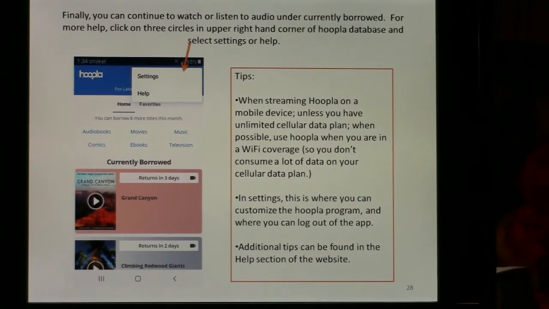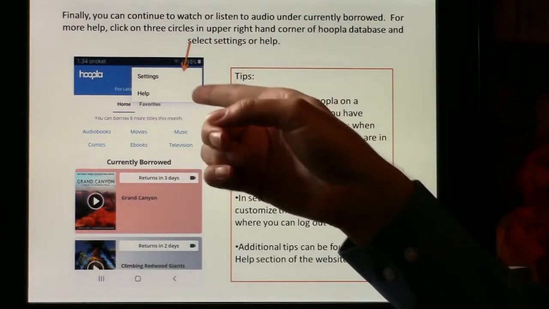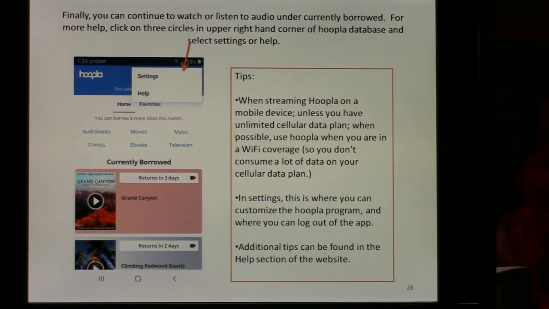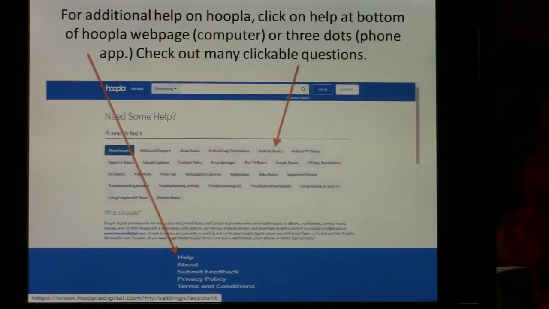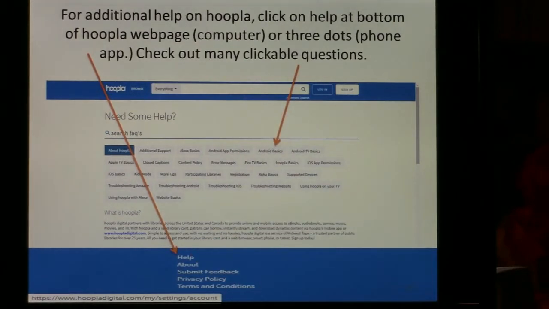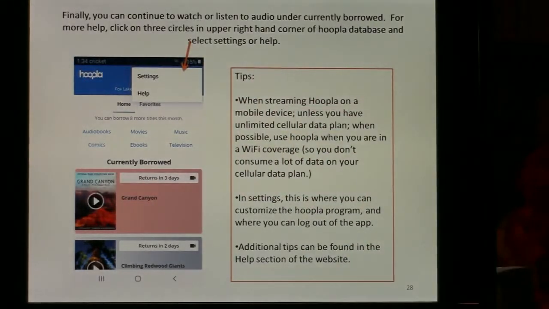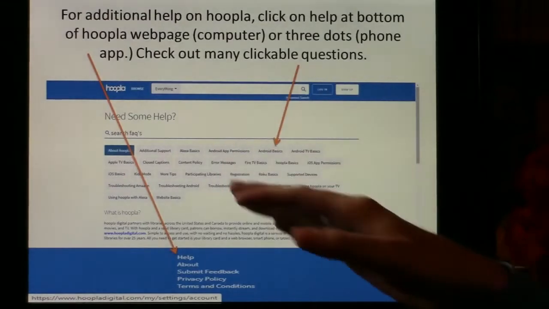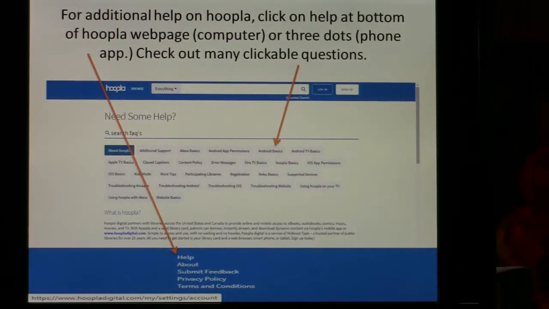And then help. When you tap on the little three dots and tap on help, that'll give you even additional questions you maybe didn't think about, or maybe you have questions about a particular device or a setting on your device, and you can look through it there. So again, additional help on Hoopla: if you're on a computer, you can click on the help right there. If you're on a device, you tap on the little three dots right there, and they'll bring up a lot of different topics and frequently asked questions that can help you work through the question.